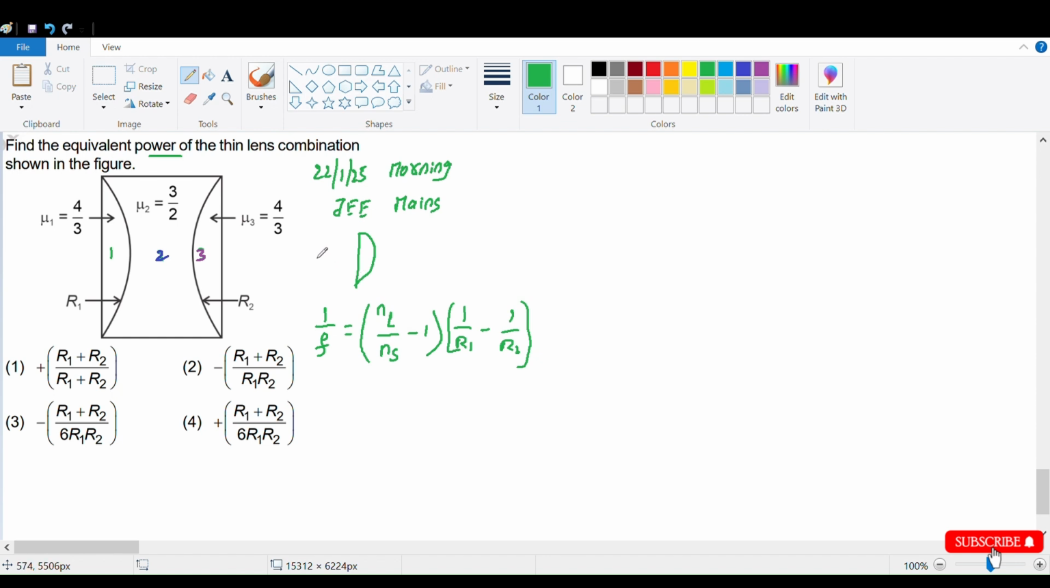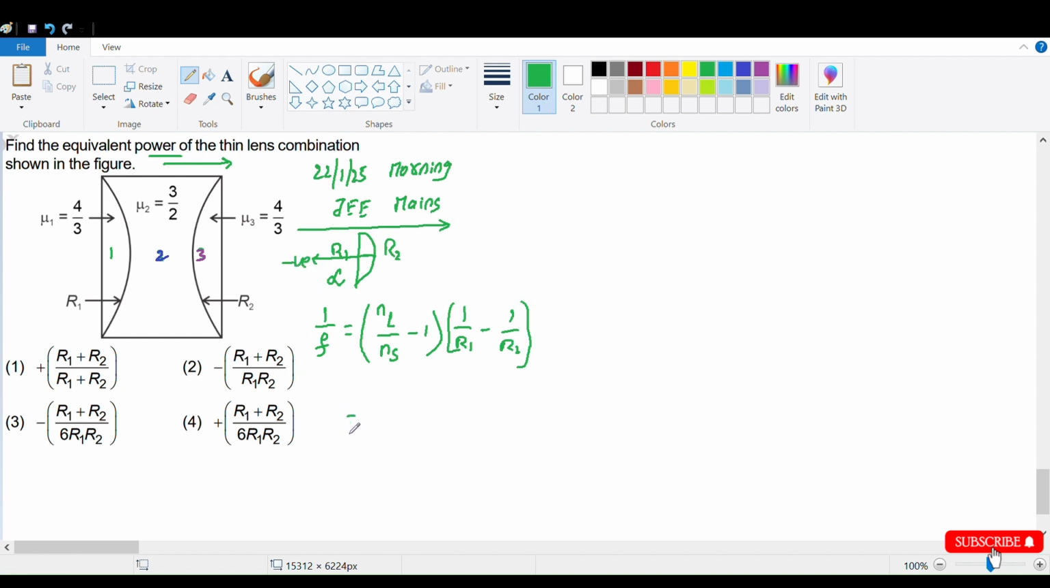So see, this is the radius of curvature R1, this is R2. R1 is infinity and R2. If you treat this direction as positive, then for R2 you need to go opposite to it, right? This is the radius of curvature, and you are going opposite to it. So this is negative.